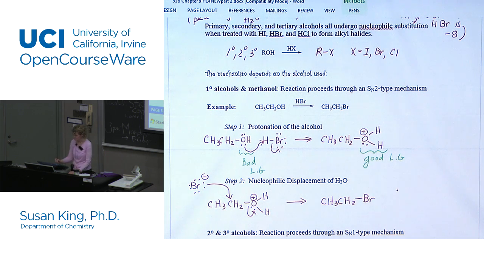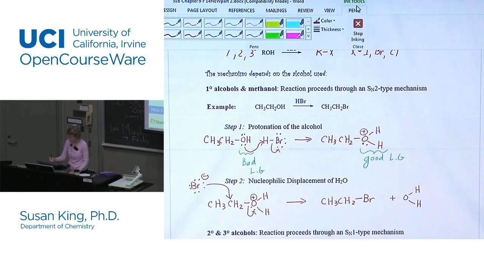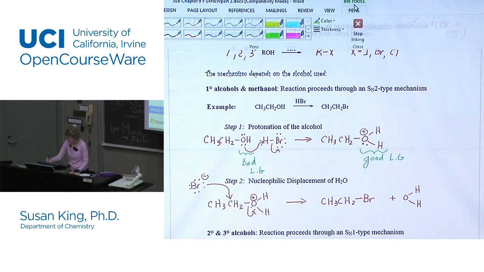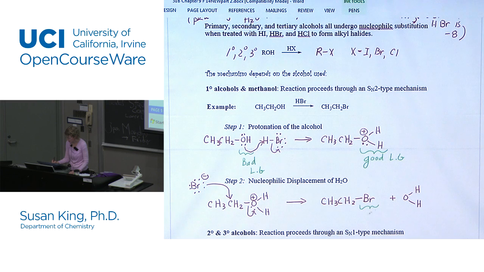And you can see where our side product is coming from. That's when water leaves. So we've gone from a bad leaving group, and our ultimate product here is this, which has a great leaving group. Questions on a mechanism for primary alcohol and HBr? Anybody?